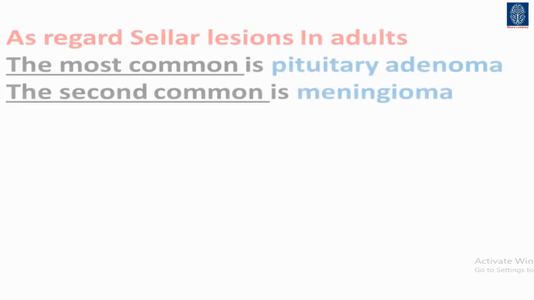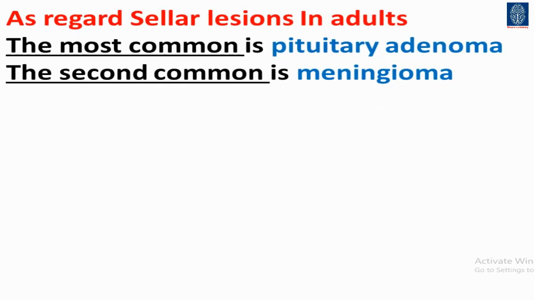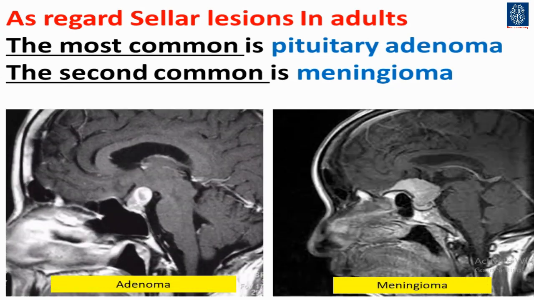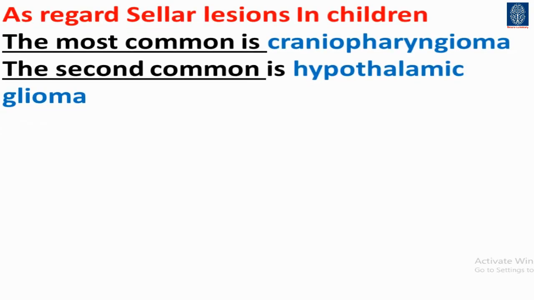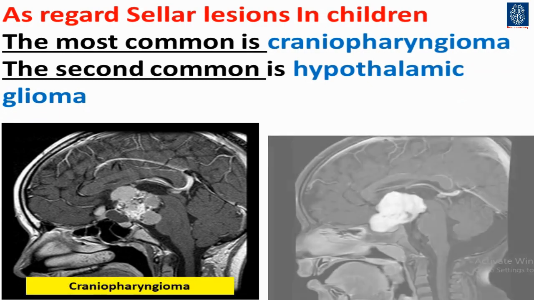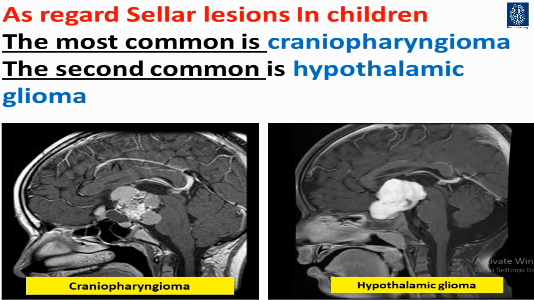As regards sellar lesions in adults, the most common lesion is pituitary adenoma, while the second most common lesion is sellar meningioma. As regards sellar lesions in children, the most common is craniopharyngioma, while the second most common is hypothalamic glioma.